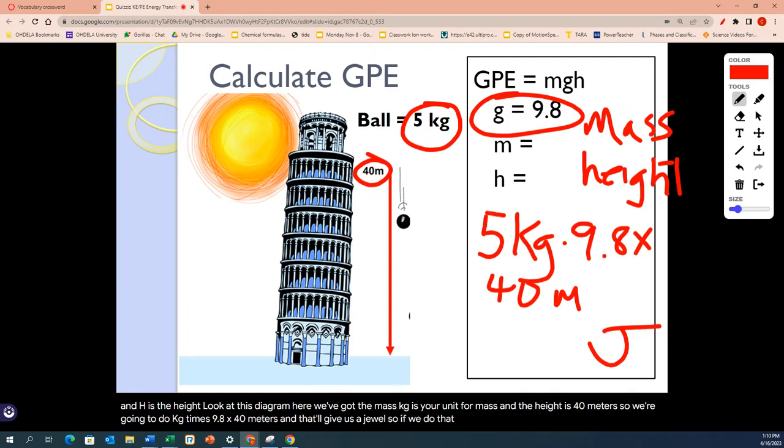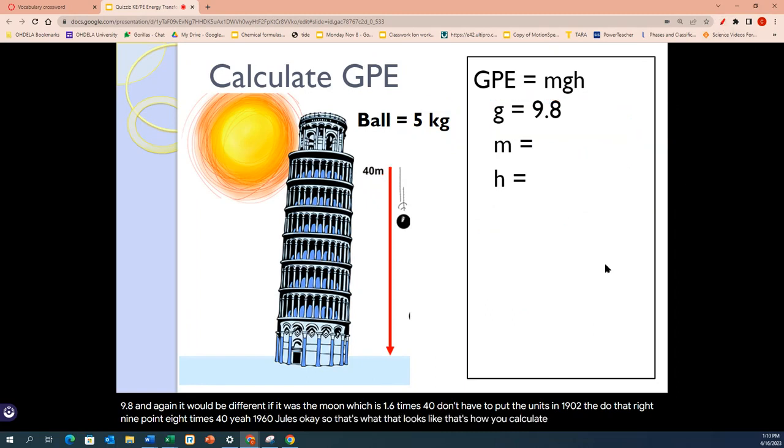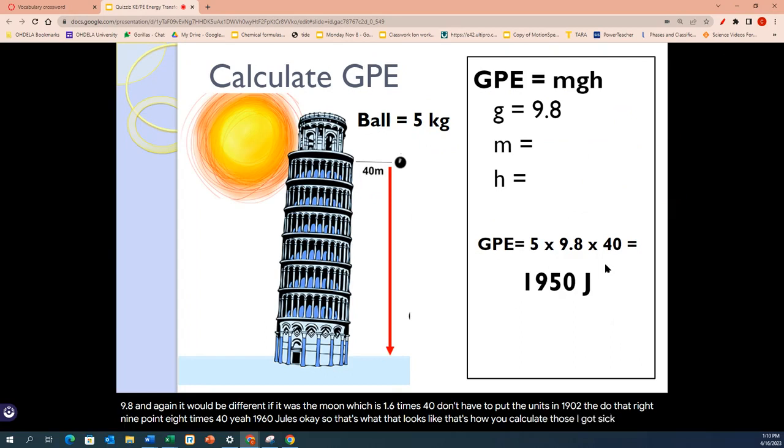So if we do that, I'm going to use my calculator. I'm going to take 5 times 9.8. And again, it would be different if it was the moon, which is 1.6, times 40. Now I don't have to put the units in. 1900 and, did I do that right? 9.8 times 40. Yeah. 1960 joules. Okay. So that's what that looks like. That's how you calculate those. I got 60. Why did I get 50? All right. 9.8 times 40. Yeah. 5 times 9.8. Yep. So a little discrepancy there.